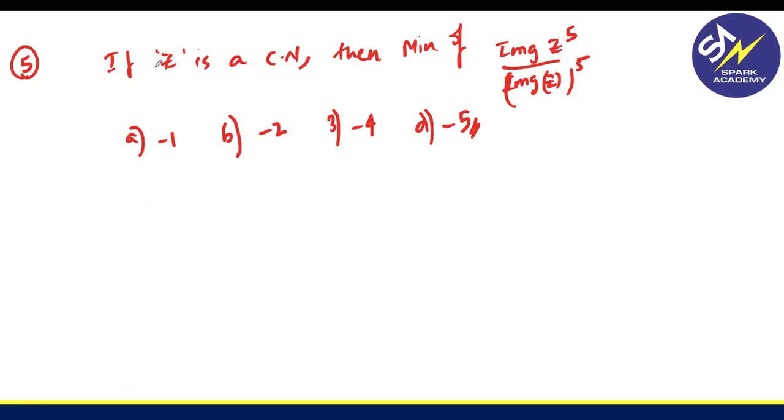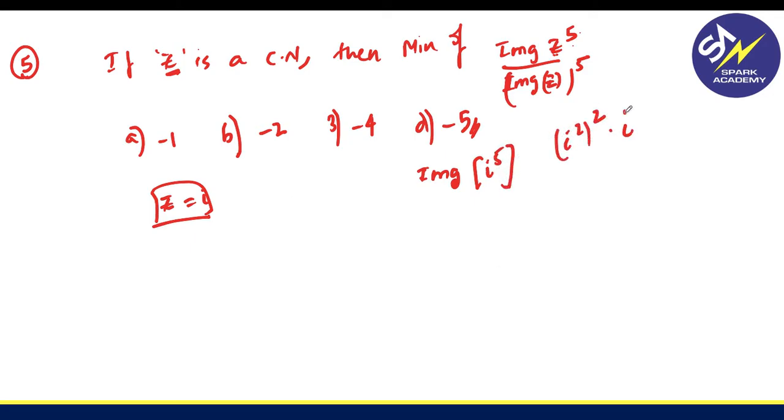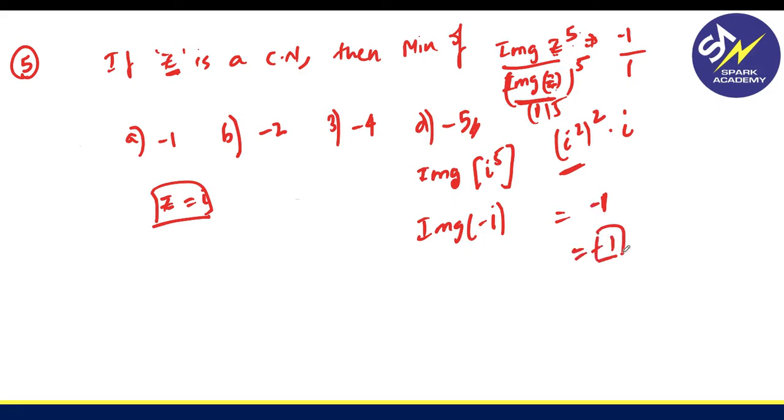First things first, can I assume z as something? They said z is a complex number. Can I just assume z as i? Let's check what will happen. Imaginary of z power 5, that is i power 5. You know i square is minus 1, right? So this will be imaginary of i, so this will be 1 basically. So the numerator part here is 1. What about the denominator part? Imaginary of z whole power 5. Imaginary of z is what? 1. 1 whole power 5 is 1. So the answer is minus 1. So just by assumption and solving, we'll get it pretty easily.